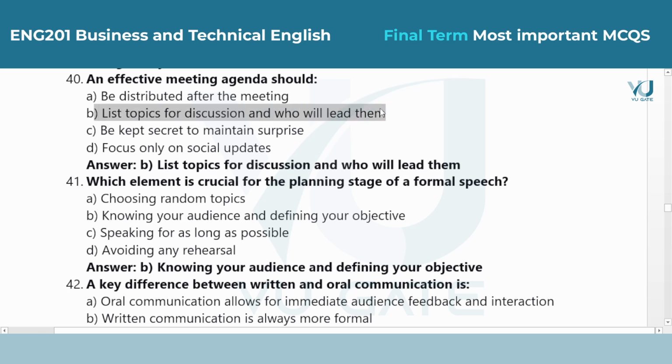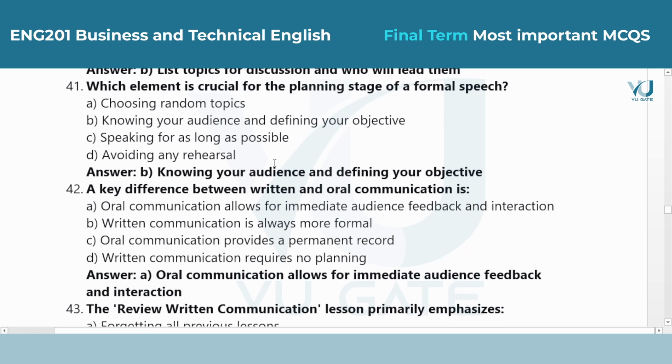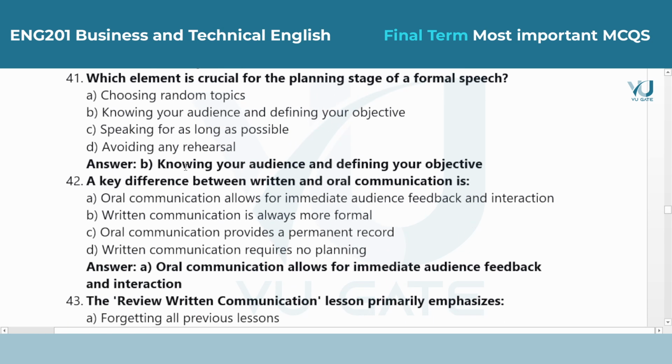41. Question. Which element is crucial for the planning stage of a formal speech? Answer. B. Knowing your audience and defining your objective. Concept. Without understanding the audience's needs and your own goal, the speech will fail to be persuasive or informative.